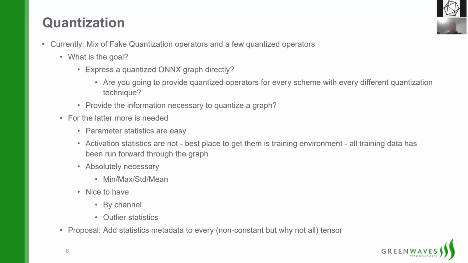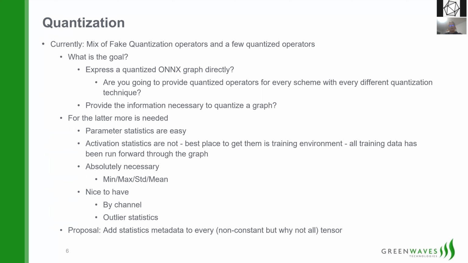And I would prefer that you were concentrating on the latter, or at least that it was something which you considered strongly. And if the latter is something that you consider strongly, then more information is needed than is currently there. We obviously have parameter statistics because we have the parameters, but activation statistics we don't have. And TensorFlow Lite currently, with all the tensors that are brought in a quantized graph, gives you at least minimum maximum information on every single tensor.